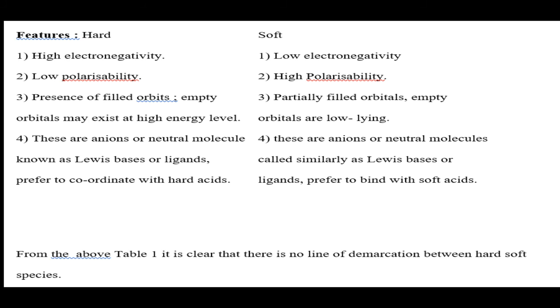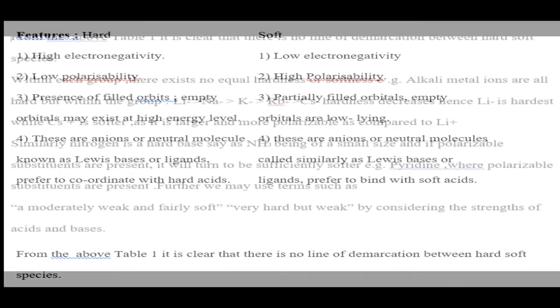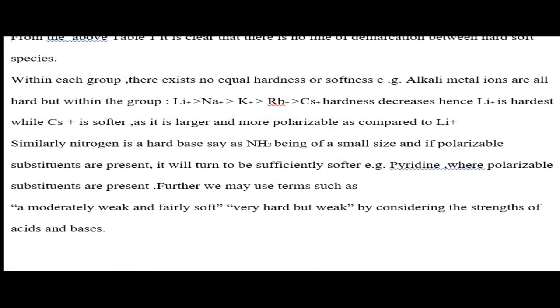So from this table, it is clear that there is no line of demarcation between the hard and soft species. Within each group, there exists no equal hardness or softness strictly. For example, alkali metal ions, they all are hard, but within the group, hardness decreases. That's why you see lithium is the hardest, while cesium plus is softer, as it is larger and more polarizable as compared to lithium ion, which is on the top of the group.